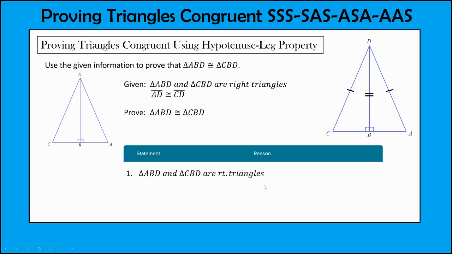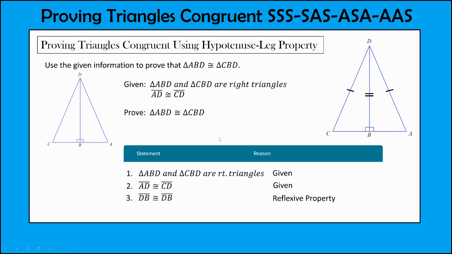So one key fact is we have to know that the two triangles are right triangles. We have to know that those are right angles in order for us to use this property. So we have to have that entered in our proof. Okay, and that was a given. AD is congruent to CD. That was a given. DB is congruent to DB. We know that to be true because of the reflexive property.